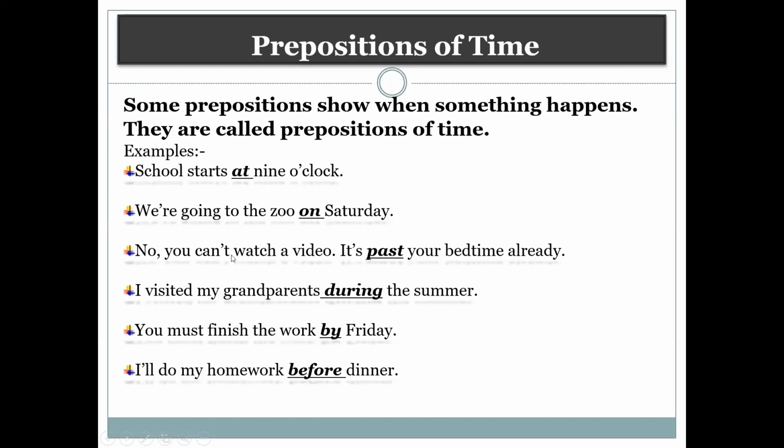So at and on. No, you can't watch your video. It's past your bedtime already. It's past your bedtime. So there is a bedtime. You are past the bedtime. So here also it is a preposition of time. What time is it? It is past bedtime. Let's say bedtime is 9 p.m. So if it is 9:30, you say it is past bedtime.